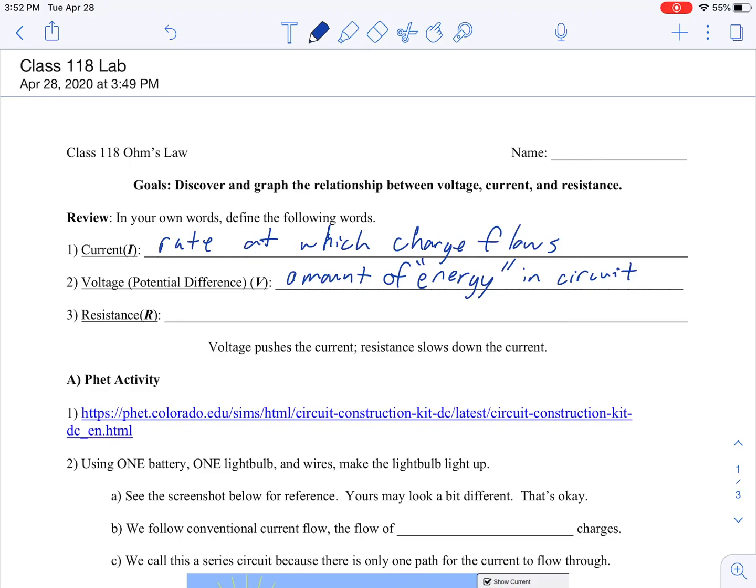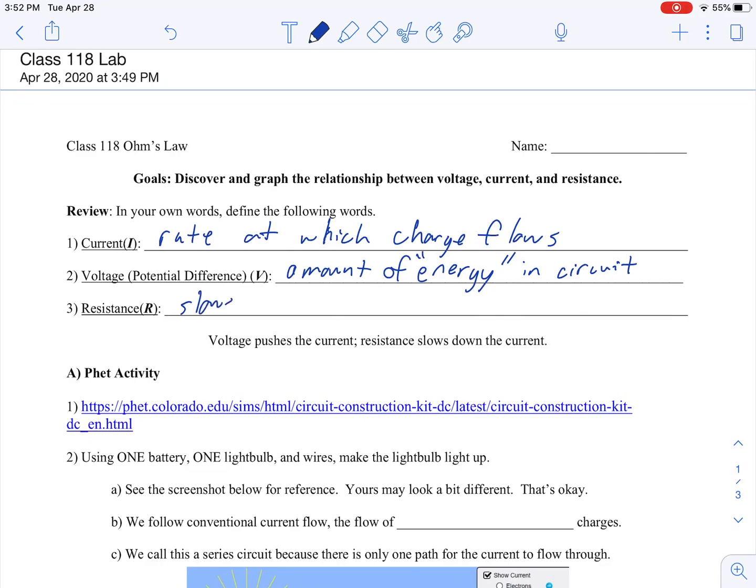And resistance, it's hard to define resistance without using the word resist, but resistance slows current down. Really important point here, this sums everything up: voltage pushes the current, and resistance slows the current down.